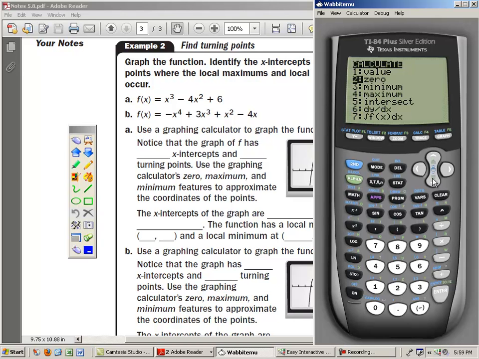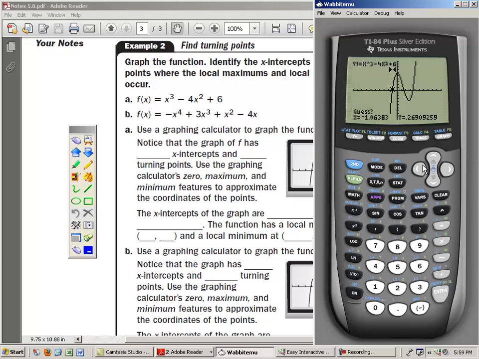Now we want to calculate some zeros, all right? Because the first thing we want is the x-intercepts. So we want to calculate the x-intercepts. It asks you first, what's the left bound? So we just need to be somewhere to the left of that 0. In this case, we are left of that 0, so we're going to press enter, and now the calculator asks us for the right bound.